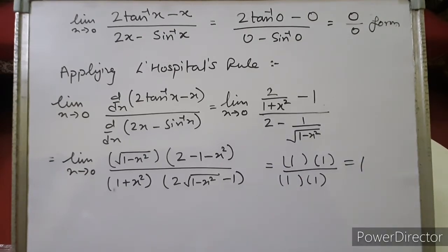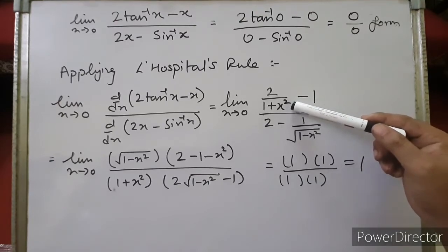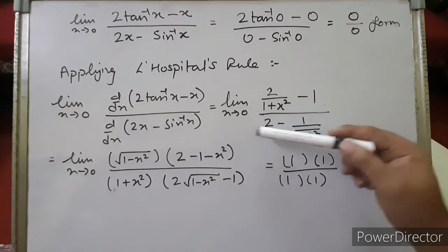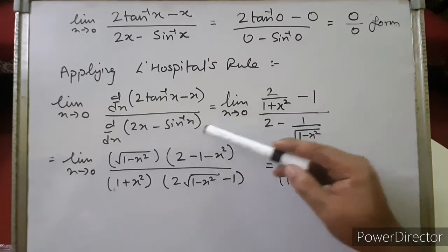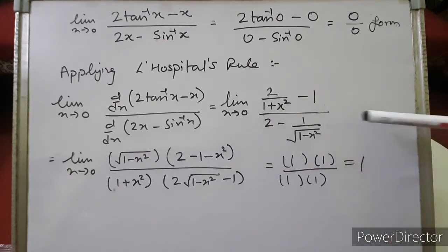So what we'll do then? We'll be applying L'Hospital rule. In L'Hospital rule, we differentiate the numerator and the denominator separately. So it will become limit x tends to 0, d by dx of (2 tan inverse x minus x) upon d by dx of (2x minus sin inverse x). Right? We know that d by dx of tan inverse x is 1 upon 1 plus x square. So when we differentiate, it will become 2 upon (1 plus x square) minus 1 in the numerator. The derivative of x is 1. In the denominator, 1 into 2 is 2 minus the derivative of sin inverse x, which is 1 upon under root 1 minus x square.